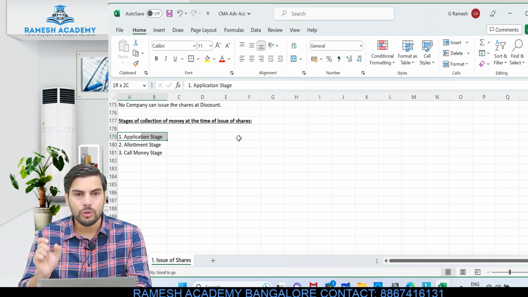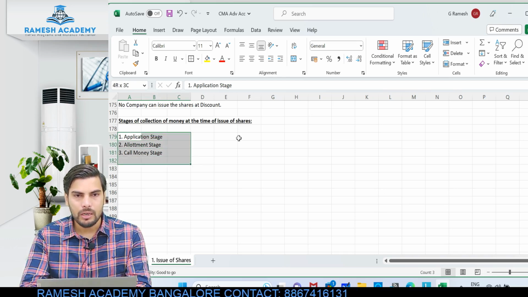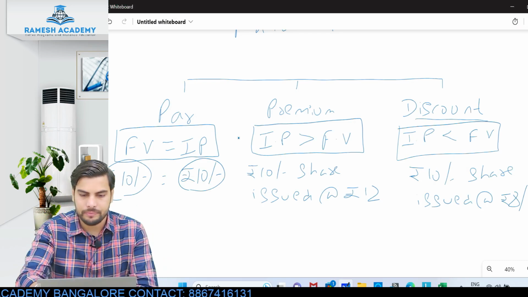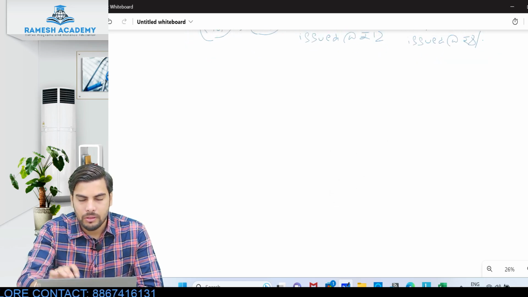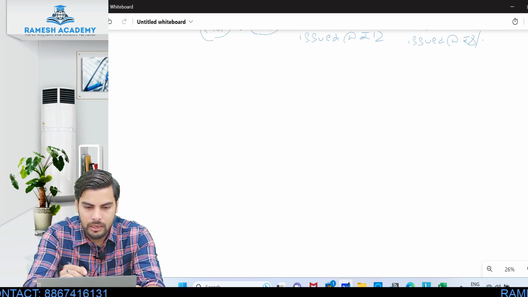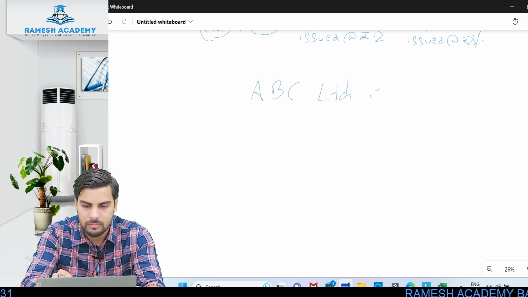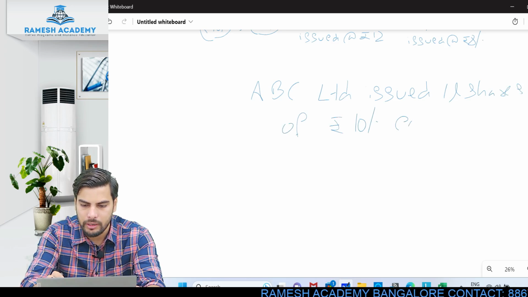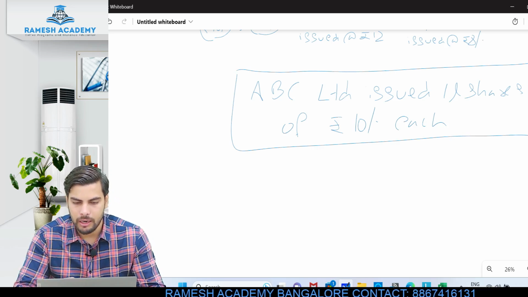Now let us talk about the crucial part, that is the journal entry pertaining to these stages. Let me tell you what practically happens. Let me just show it over here. Let us say the company, ABC Limited, issued one lakh shares of rupees 10 each. So ABC Limited is issuing 1 lakh shares at rupees 10 each.